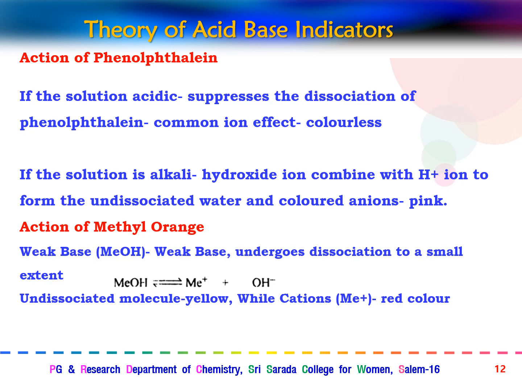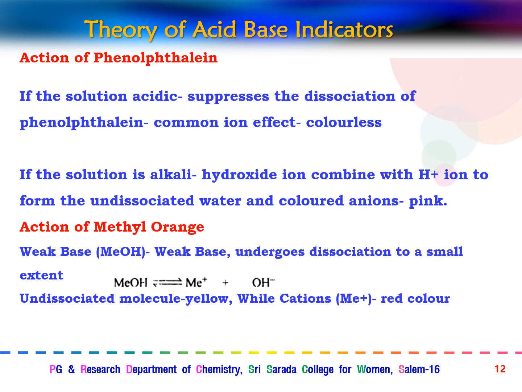That is a common ion effect, and therefore the solution remains colorless. Suppose in the presence of alkali, there will be increased hydroxyl ions, and these hydroxyl ions combine with the H plus ion from the indicator to form undissociated water, and therefore the equilibrium will be shifted towards the right, giving more colored anions, that is a pink color. Therefore the solution appears pink. Thus the indicator will be colorless in an acid and pink in the alkaline solution.